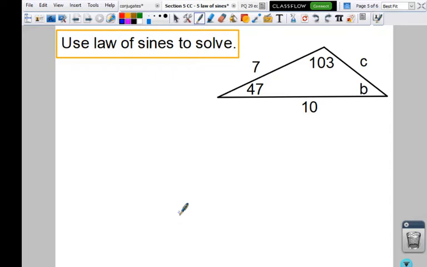Did you get it right? For B, I got 30 degrees. Sine 130 degrees. Yeah, because I did that 180 minus thing, because there's all the numbers in there.